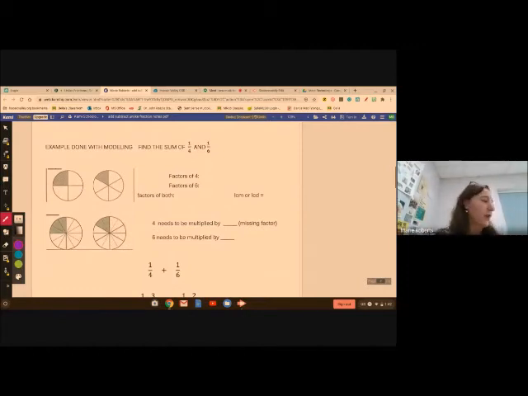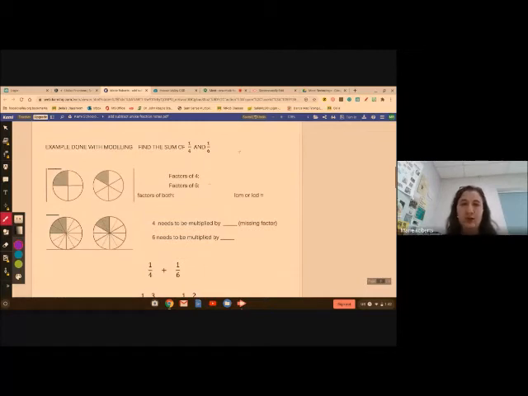Okay, so we got another page. I got most of the example done. I want to know the sum of 1/4 and 1/6. So I put the pictures here. 1/4, 1/6. I cannot add unlike denominators or unlike fractions. I make them like fractions so that I can add them together.